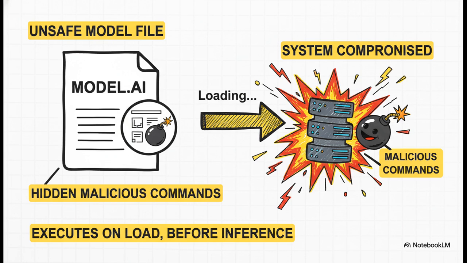So how does the attack work? It all comes back to that serialization step. A format like Pickle, the one we just mentioned, is so flexible that it can actually run code when you load the file. An attacker can craft a model file that looks normal, but the second you load it, bam, it executes their malicious code on your system. And that's the truly terrifying part. The damage is done before you ever even ask the model for a single prediction.